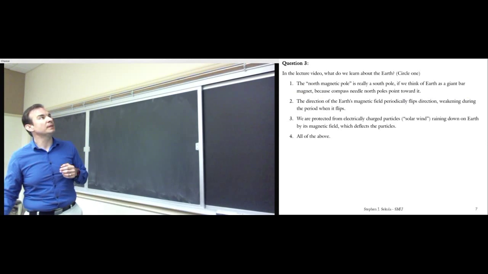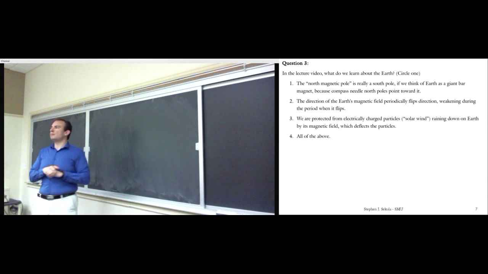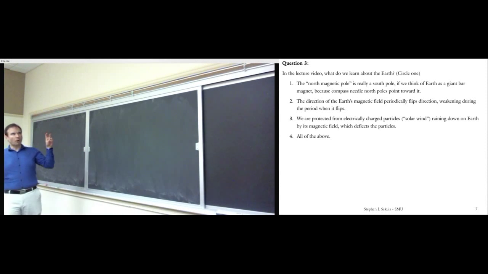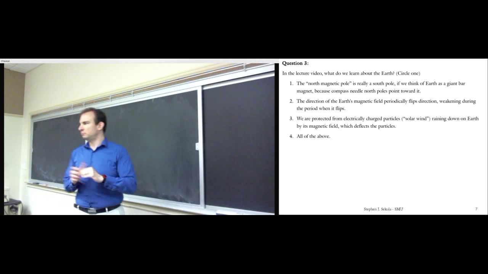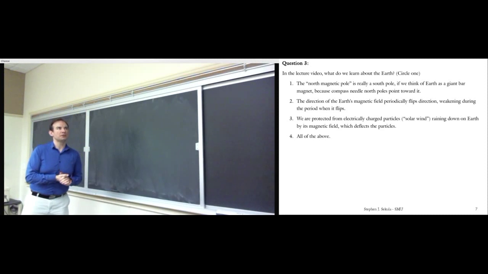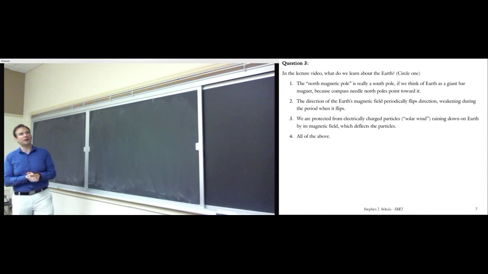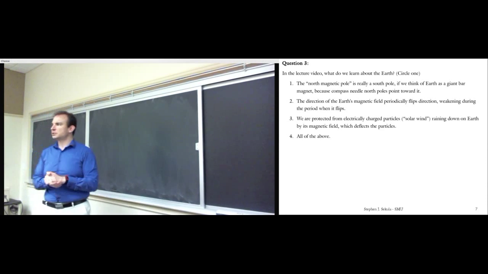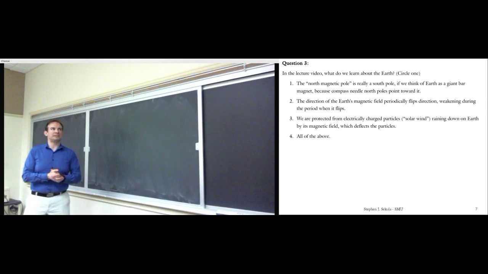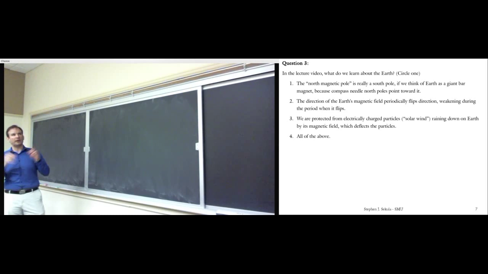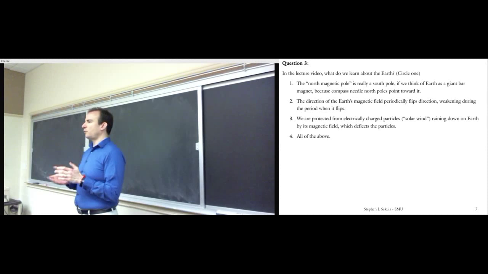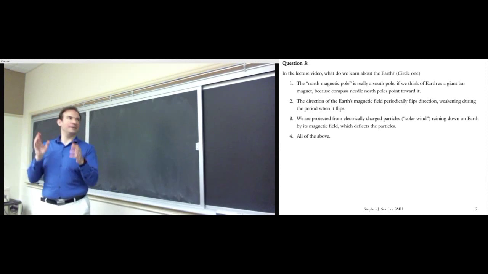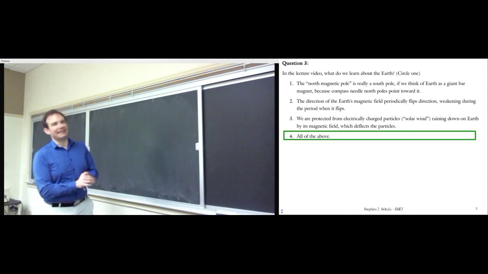Okay. All right, so in the lecture video, what do we learn about the Earth? One, the quote-unquote north magnetic pole is really a south pole, if we think of Earth as a giant bar magnet, because compass needle north poles point toward it. Two, the direction of the Earth's magnetic field periodically flips direction, weakening during the period when it flips. Three, we are protected from electrically charged particles, the solar wind, raining down on Earth by its magnetic field, which deflects the particles. Or four, all of the above. Okay, good, thank God. All right, so yes, it's all of the above.